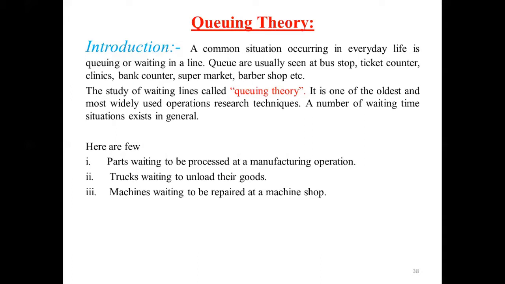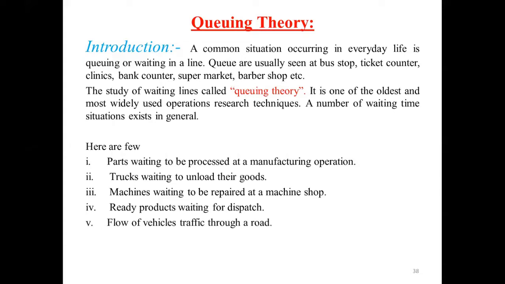Machines waiting to be repaired at the machine shop. That is, during maintenance, the machines are waiting in a queue at the workshop to carry out their regular maintenance work. Ready product waiting for dispatch. That is, after completing the product, those in the warehouse are ready to dispatch in a queue. Flow of vehicles, traffic through a road. These are all examples of queuing theory.